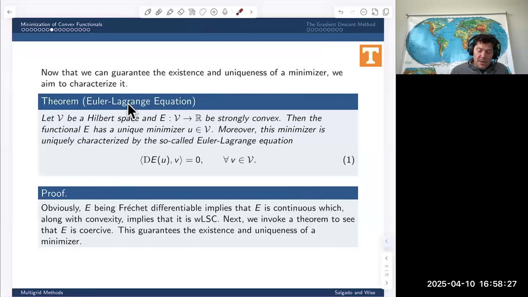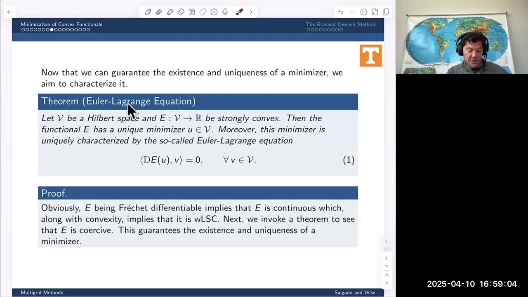The next thing I wanted to do is argue that the minimizer has to satisfy the so-called Euler-Lagrange equation. If you are currently taking the calculus of variations course, you see the Euler-Lagrange equation there a lot. For those of you who are taking control theory, I think the Euler-Lagrange equation is also one of the topics that you discuss. But in any case, if you haven't seen it before, you'll see it now.